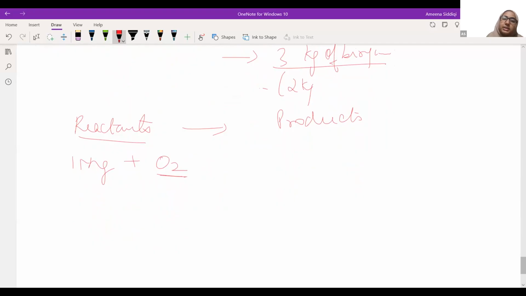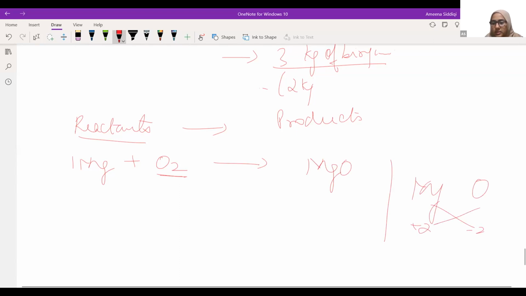See, we are saying we're burning magnesium, right? So that means oxygen present in the air will be the second reactant, and oxygen in the air is present as O2. So if we are saying we get the product as MgO, how do we get it? We get it by this, +2, -2, this gives us MgO, right?